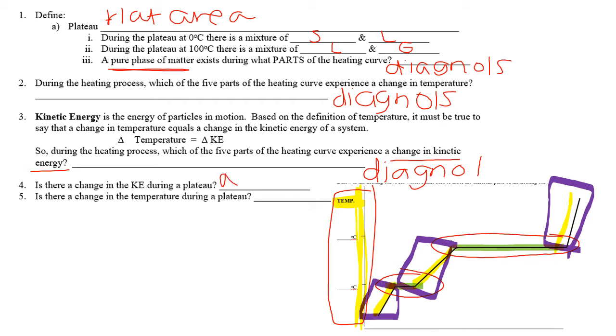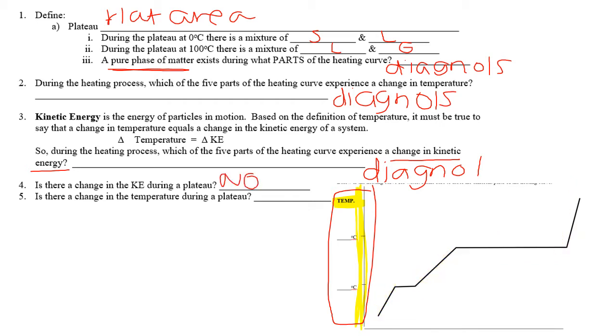Number 4, is there a change in kinetic energy during a plateau? No. And why isn't there a change in kinetic energy during a plateau? Because there's not a change in temperature. It is a flat line. So the kinetic energy is staying the same at those plateaus.